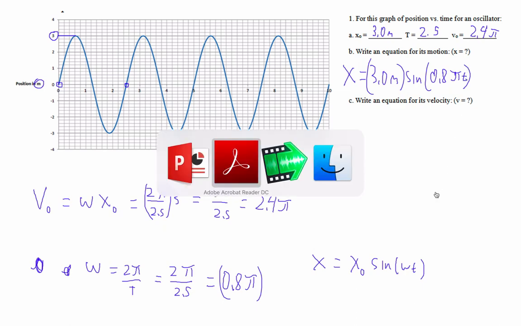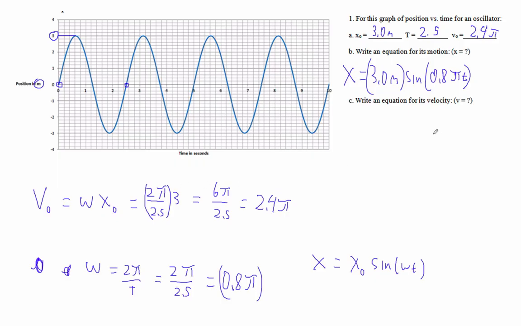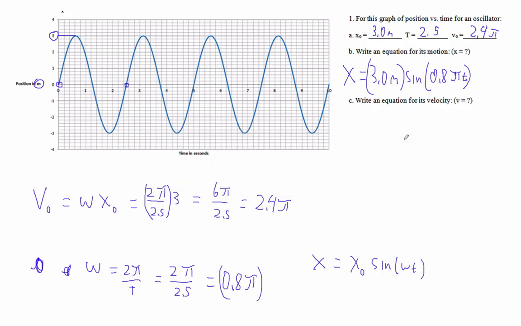And by the way, I'm using these formulas right here. So x is x naught sine omega t. Omega was 0.8 pi, and then you just put the t in there. Okay. So now let's write an equation for the velocity. Let's go back to our formula sheet. If x is sine, then v is cosine. Okay, so let's set that up. It's omega x naught cosine omega t. Okay, so v is omega x naught cos omega t.